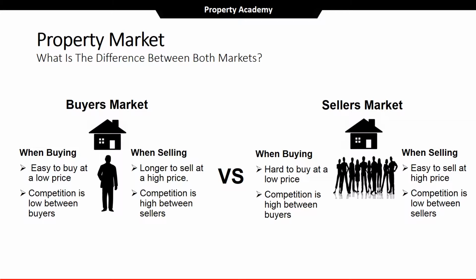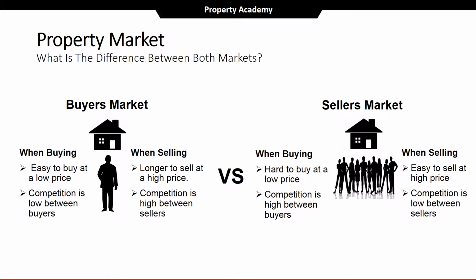So over to the left, when buying in a buyer's market, it's easier to buy at a low price, and it's evident from the imagery there that the competition is low. There's not 10 people competing with you for that one single property. Therefore, you're able to offer a price that you feel fit, and the vendor's more likely to accept it because there are no other buyers looking at the property.